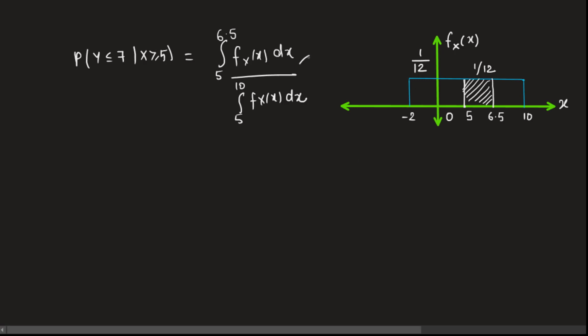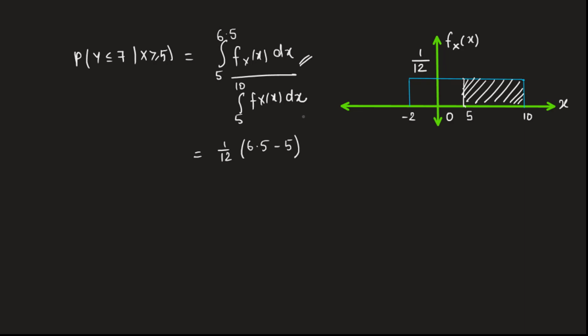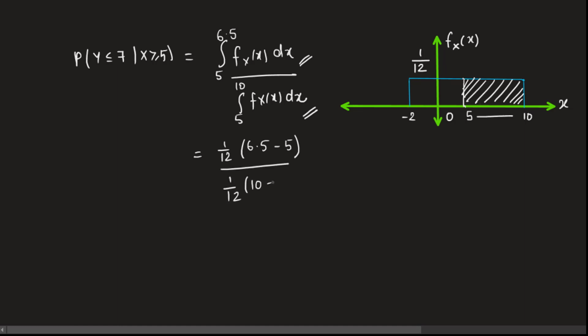The integral in the numerator is the area between 5 and 6.5 of this PDF. Since this region is a rectangle, the area can be calculated as height times its width, which is, similarly, the integral in the denominator is the area of the shaded region between 5 and 10, and this can be written as, so this evaluates to 1.5 by 5, which is 0.3.